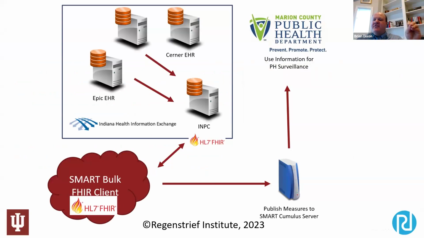In our context, essentially, we take our health information exchange and we implement our Bulk FHIR client on top of that HIE foundation. We already had an individual FHIR server implemented for patient resources and other resources at the individual level. The SMART Bulk FHIR client we implemented to pull data out at the population level. That then allows us to push those measures to Cumulus, and then our partners at the Marion County Public Health Department could access that for surveillance.